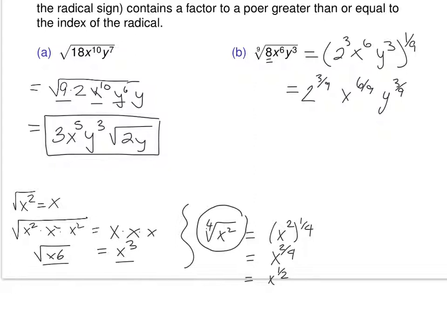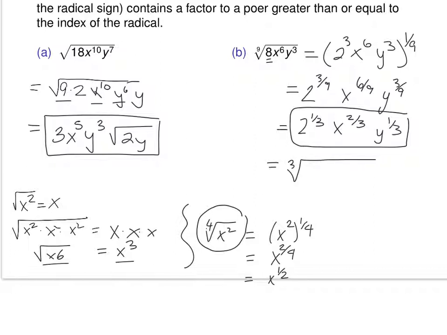So 3/9 reduces to 1/3, so 2 to the 1/3. 6/9 reduces to 2/3. And 3/9 reduces to 1/3. Now it's a little bit hard to say what form exactly ALEX or the textbook will have their answer in, so you should be able to convert between lots of them. Does it make sense that all of these are powers of 1/3? So I could make this into a big old cube root, and then what would be inside the cube root? 2x squared y, awesome. 2x squared y.